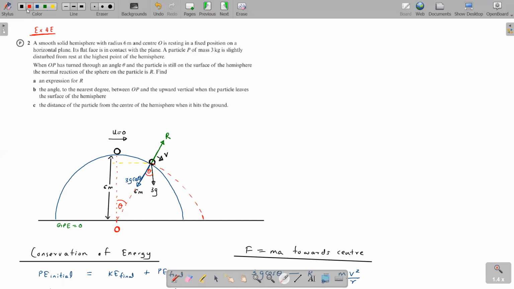So what happens when you are about to leave the hemisphere? The most important thing here in part B is that when you are going to leave the hemisphere, the normal reaction, the contact force, becomes 0. When you leave the hemisphere, the contact force R becomes 0. All right. So let's make R equal to 0. We currently found R is equal to 9g cos theta minus 6g, right?